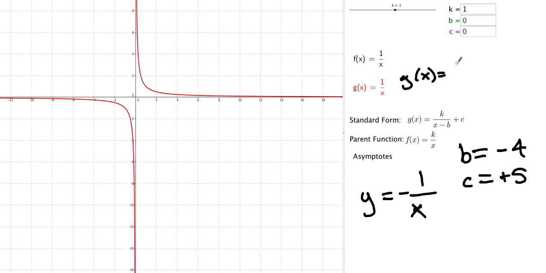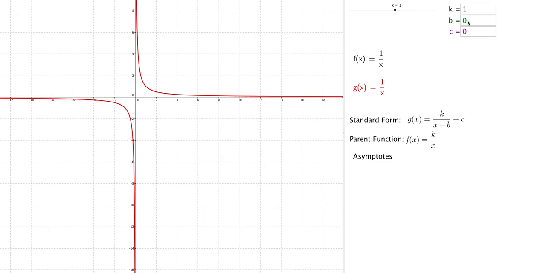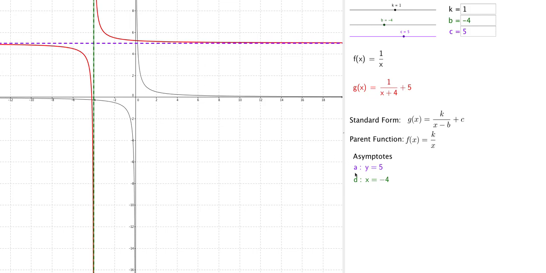So g of x is equal to k, which is -1, over x minus b plus c. Again, x minus -4 gives you an x plus 4. So g of x is going to look like this: -1 over x plus 4 plus 5. Let's go ahead and plug those values in. It shifted 4 to the left and up 5. So here are our asymptotes, y equals 5, x equals -4, and this is what our equation looks like. The end.